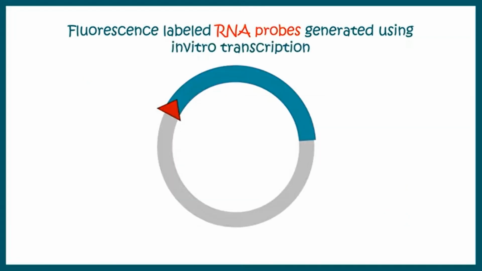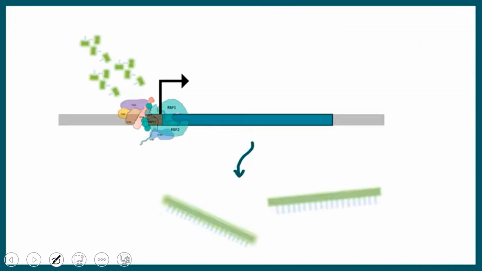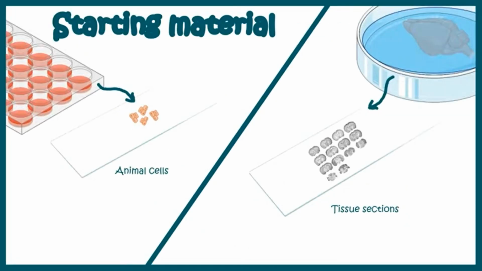In case you want to generate RNA probes, in that case we are going to use a specific technology that is called in vitro transcription. Here, by using T3 polymerase, we make RNA probes.